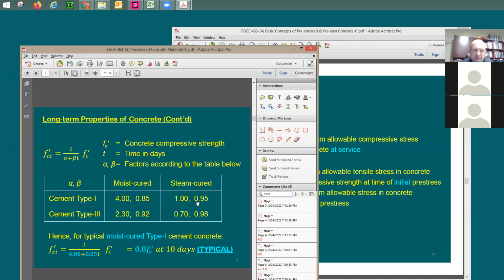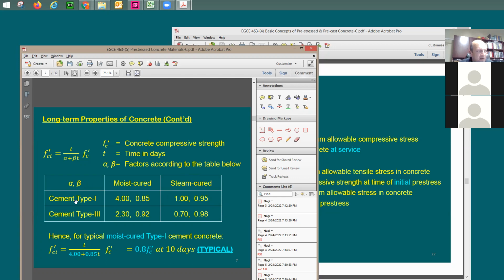So it's going to be more efficient, because you need the production floor to be ready for the next pour. So if you keep the concrete for a week, you're going to be in trouble. This is not going to be cost effective. So what happens is most likely you need either to steam cure or to change the cement type.